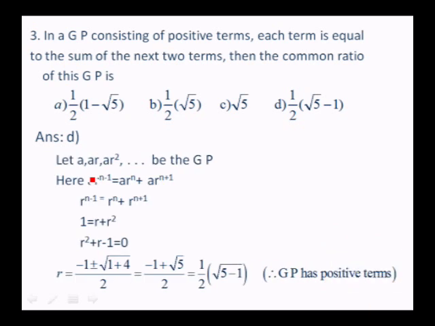If I take the GP as A, AR, AR square, etc., AR to the power of n minus 1, that is the nth term, is equal to the (n plus 1)th and (n plus 2)th terms, AR to the power of n plus AR to the power of n plus 1.